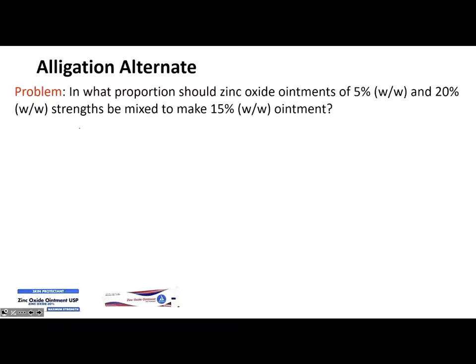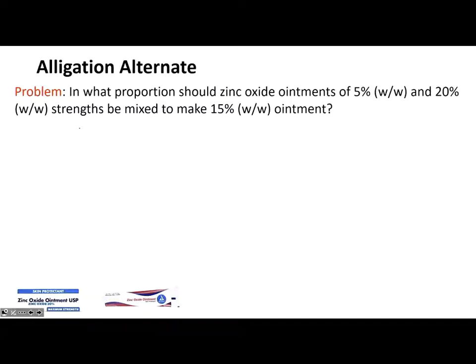So the question says, in what proportion should zinc oxide ointments of 5% and 20% strengths be mixed to make a 15%? Okay? And in all of these calculations, when do you know to use an alligation alternative? It's the formula, it's the way you process it when you have a high concentration and a low concentration, and you want something in the middle. So you mix a high strength and a low strength, and you get something in the middle.